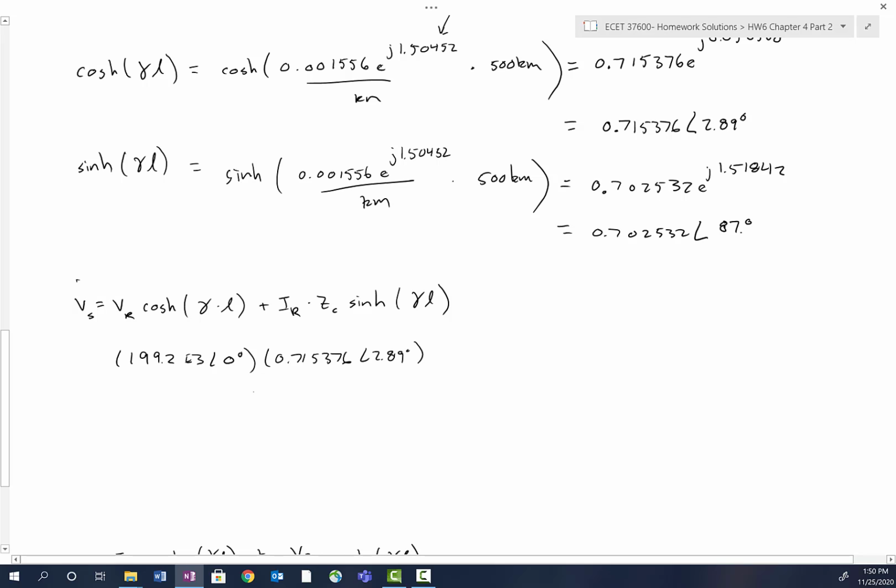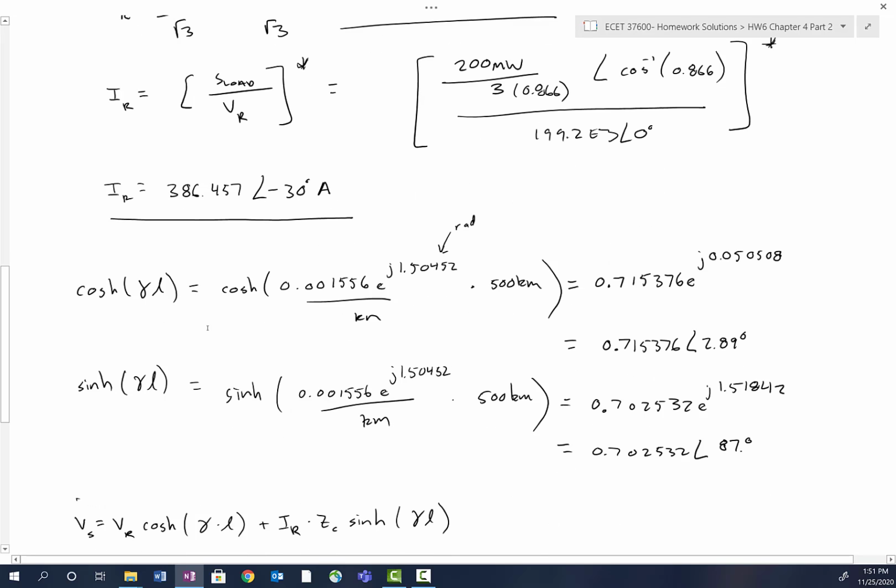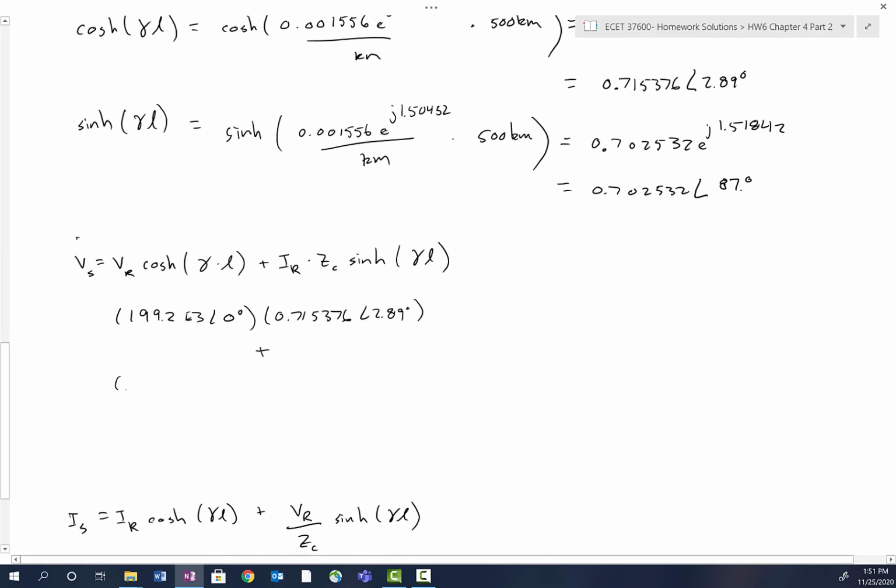And then we get the current that the load was drawing at the receiving end. We calculated that as 330. No, what did we calculate that as? I lost it. Where did I put you? Okay, it's up here. 386.457 angle negative 30 degrees amps.